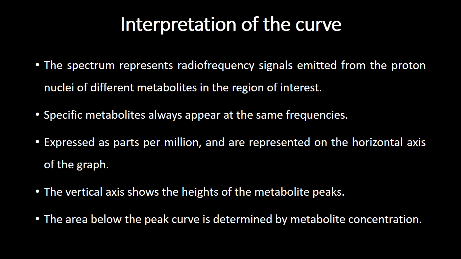Now, how do we interpret the MR spectroscopy curve? The spectrum that we obtain is actually the radio frequency signals emitted from different metabolites. Each metabolite appears at a specific frequency, and this frequency is expressed as parts per million, that is ppm. This is represented on the horizontal axis of the graph. The vertical axis demonstrates the height of the metabolite peak, and area under the curve is determined by the metabolite concentration.